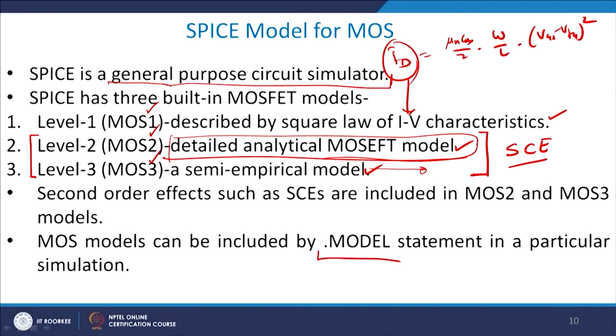When you write a statement in SPICE, the MOS model is included by putting a .model statement in a particular simulation. So, when you put .model and then NMOS, then you write down its values and so on and so forth, you are effectively bringing the model file associated with the particular MOS device onto the schematic level, right, and that is what we are actually looking into as far as the SPICE model for MOS is concerned.